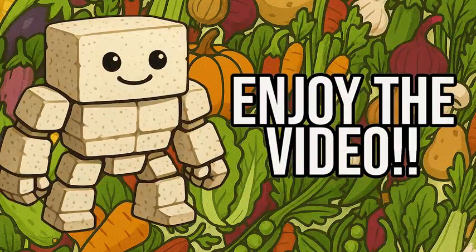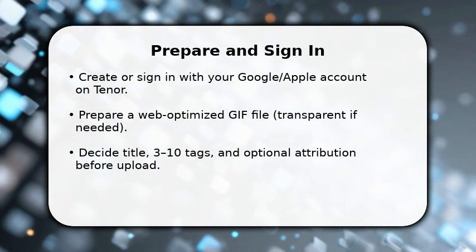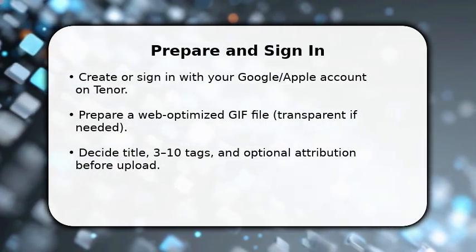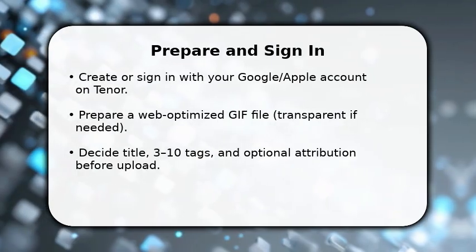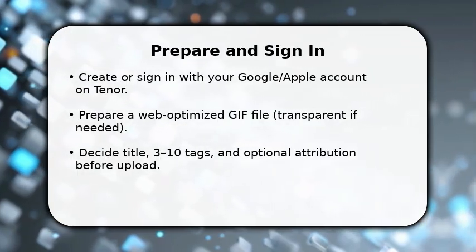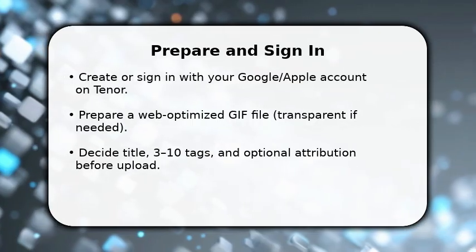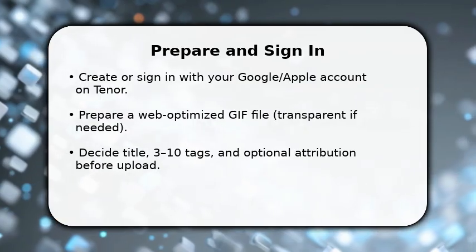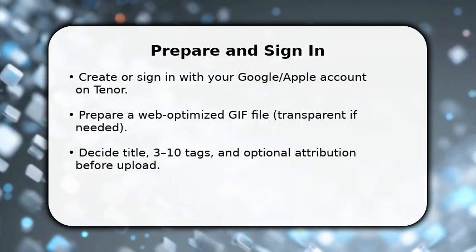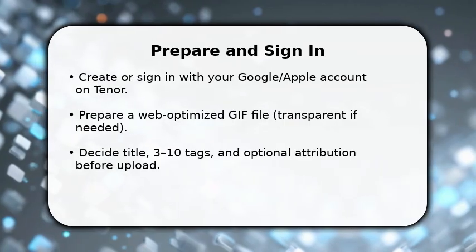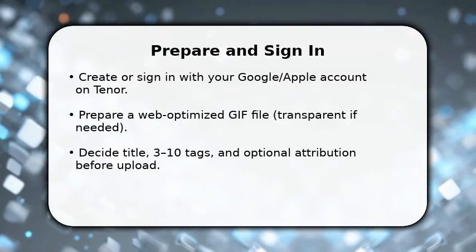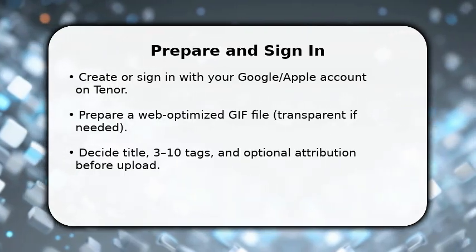Please enjoy the video. You start by getting ready. Sign in to Tenor with your Google or Apple account so uploads link to you. Prepare a web-friendly GIF file and name it clearly. This matters because search uses your title. Once done, pick 3 to 10 concise tags that describe mood and content, and note any attribution you must provide. These steps reduce rejection and improve discoverability, so don't skip them. Make sure your file is the final version before moving to the upload interface.